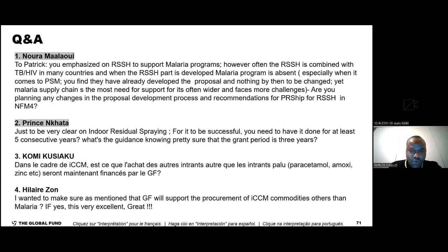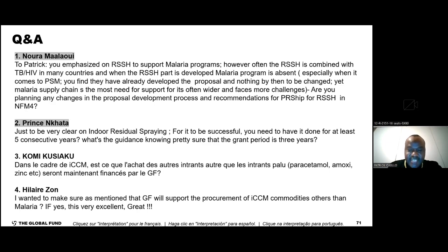Komi, I will need a translation here. I don't speak French, sadly. Yes, the question says, within the framework of iCCM, will the purchase of inputs other than malaria inputs, paracetamol, amoxicillin, zinc, etc., now be financed by the GF?